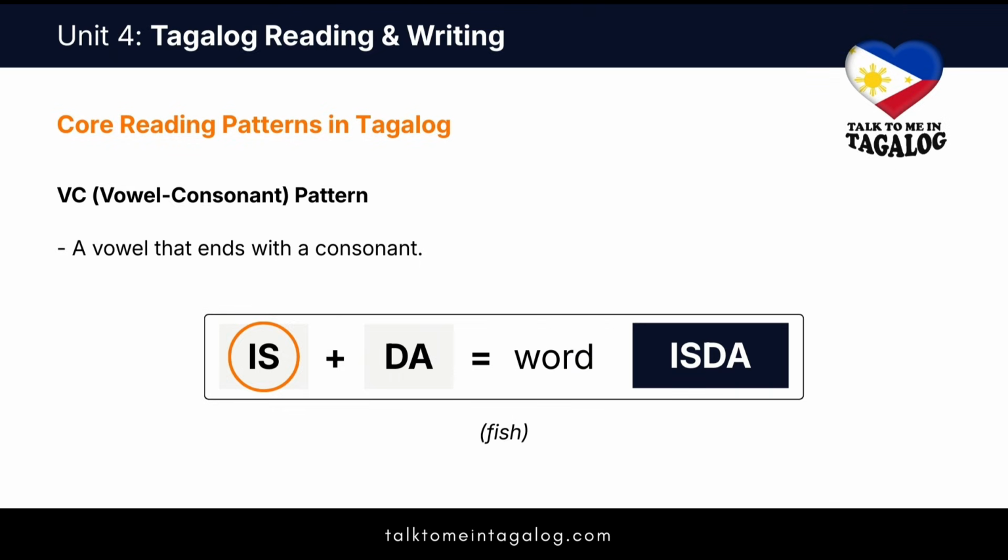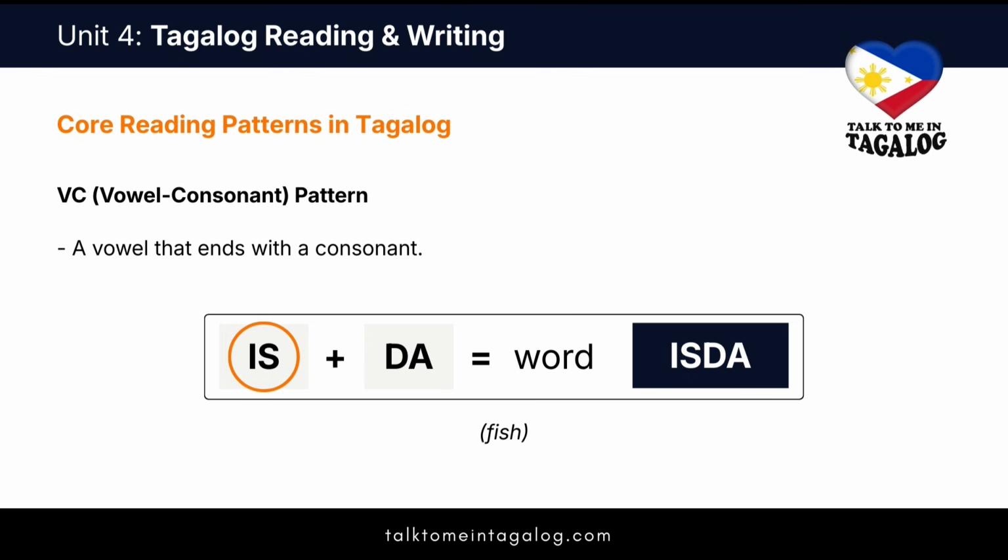Now that we've practiced the V and CV patterns, let's look at another common pattern in Tagalog, the VC or vowel-consonant pattern. Here, a syllable starts with a vowel and ends with a consonant. For example, let's take the syllable "is." Notice how it's made of the vowel I followed by the consonant S. When we combine it with another syllable like "da," we get the word isda, which means fish in English.